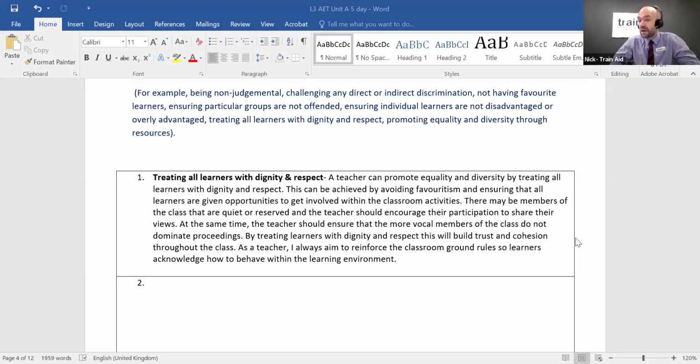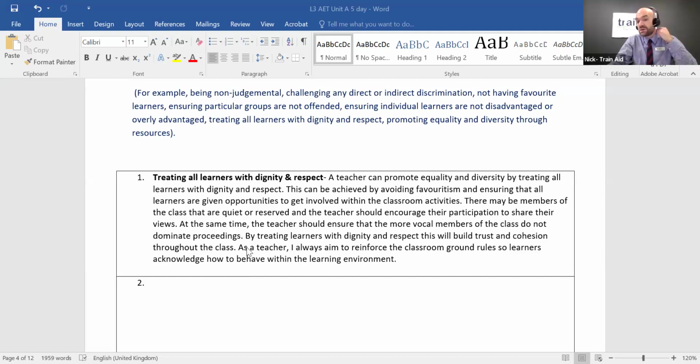But of course, by treating learners with dignity and respect, this builds up trust, team cohesion, and it is a great way to create positivity within the classroom. As a teacher, I always like to reinforce the classroom ground rules so learners acknowledge how to behave within the learning environment. So just to reinforce those rules, I think is a very good thing as well.